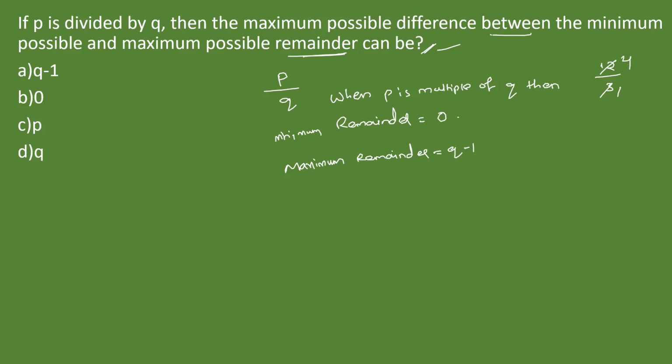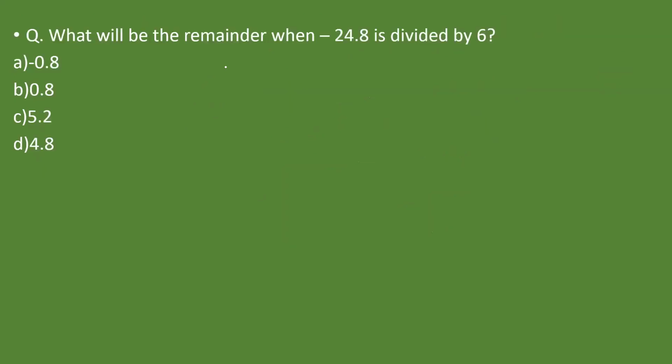That means the difference between these two things: Q minus 1 minus 0, then obviously it becomes Q minus 1. So our answer here is Q minus 1. Sometimes they may ask us questions based on concepts, so we should be ready for that also. Because of that reason, we are seeing this basic question. This question is purely a conceptual question.